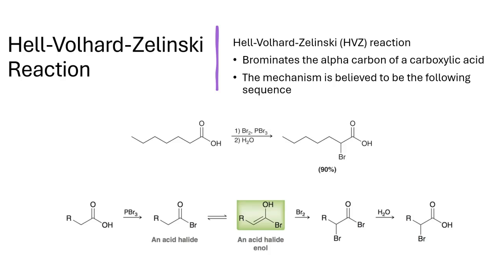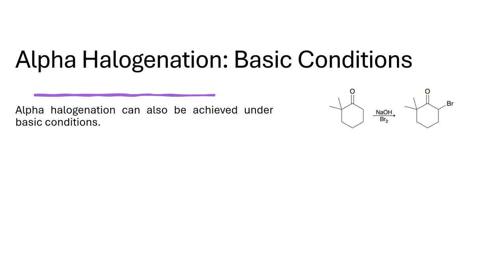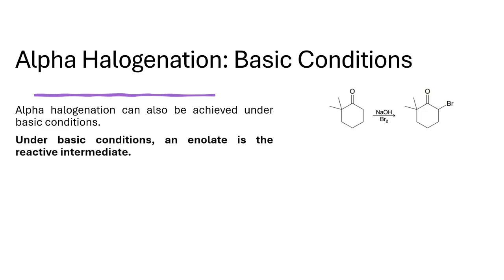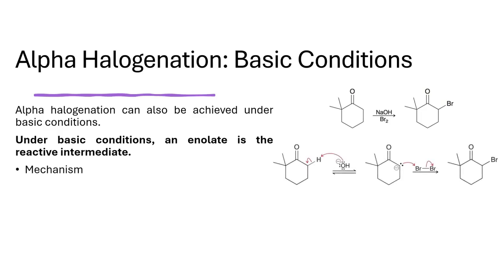Alpha halogenation, basic conditions. Alpha halogenation can also be achieved under basic conditions. Under basic conditions, an enolate is the reactive intermediate. Let's consider the mechanism. In the first step, the base, in this case hydroxide, abstracts the alpha proton. As it abstracts the alpha proton, the sigma bond becomes a lone pair on the alpha carbon. The enolate ion is formed.